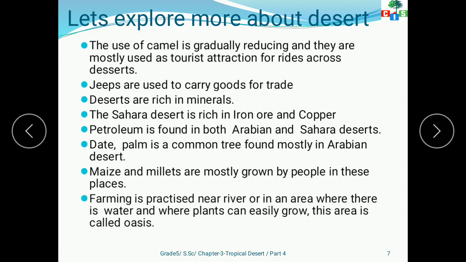Farming is practiced near a river or in an area where there is water and where plants can easily grow. This area is called an oasis. So where is farming done? Farming is done near a place where there is water or near a river. So this is all about the desert.